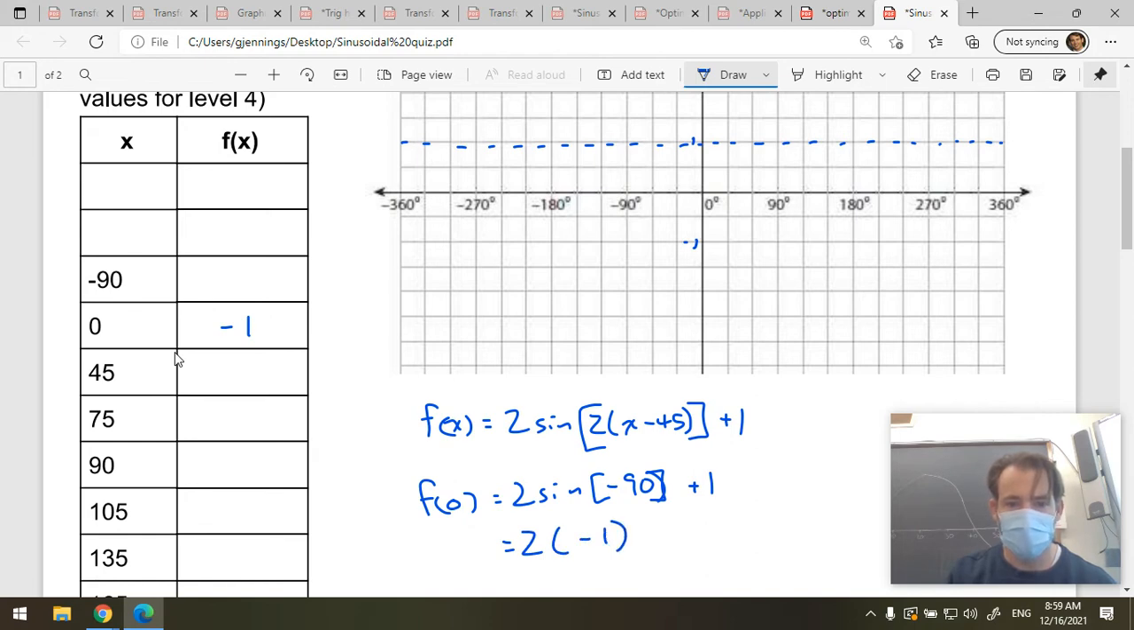The sine of negative 90 is negative 1. Your calculator tells you so. Evaluate that expression. It's negative 1. So let's go ahead and plot that on there.